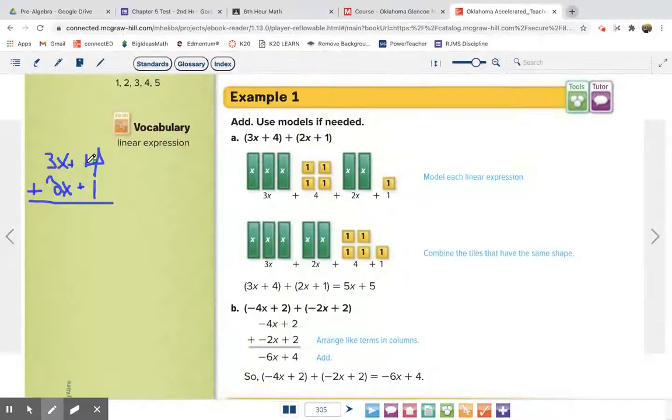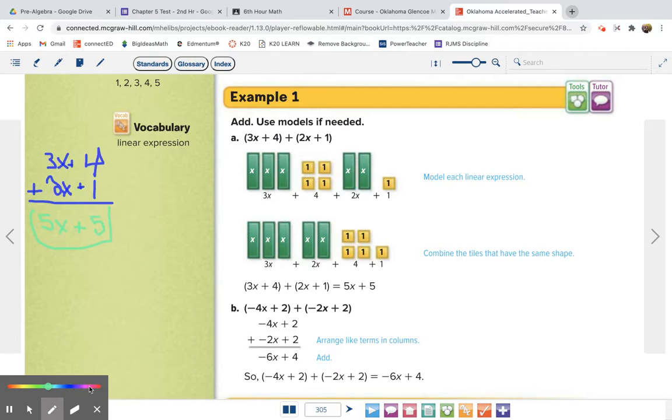So since it's plus 4, that means that's a positive 4 plus positive 1. 4 plus 1 is 5. Since it's positive, I know I'm going to have a plus there. Then I have 3x plus 2x. That is 5x. Okay, this one has an x, this one does not. That's as far as you can go. So it is 5x plus 5.